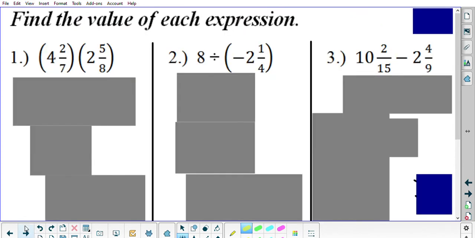All right, now that I've gone over the rules of how to add, subtract, multiply, and divide fractions and mixed numbers, try these 3 problems on your own. So hit pause, do these 3 problems on your own, and then hit play when you're ready to see how you did.